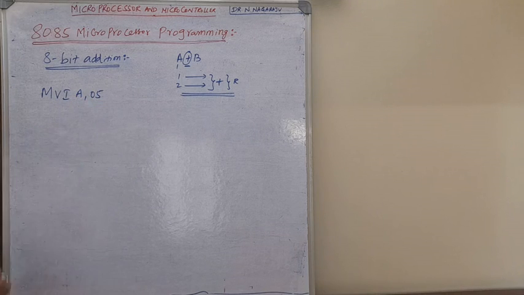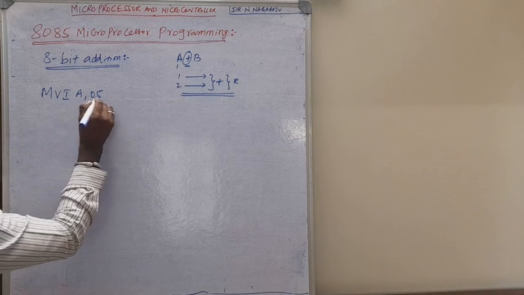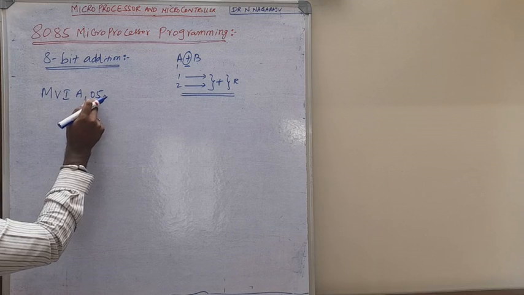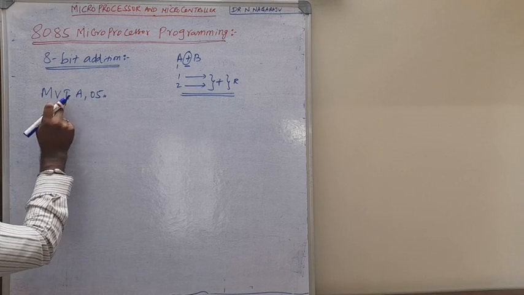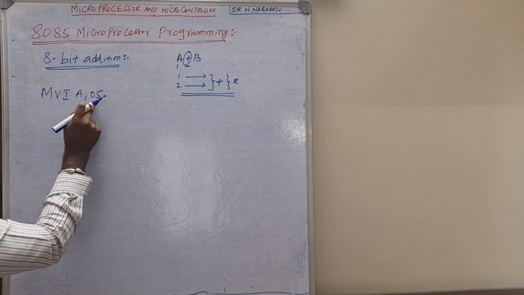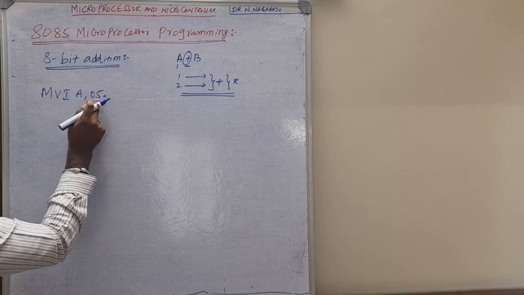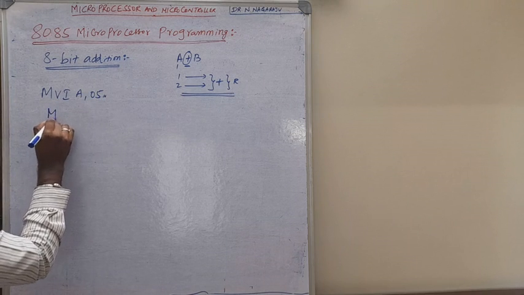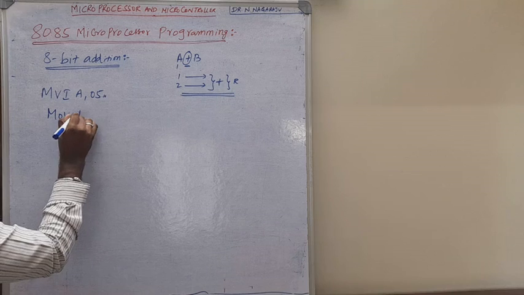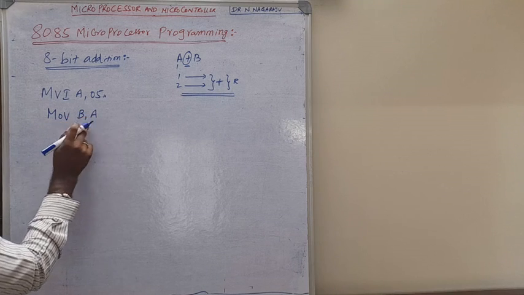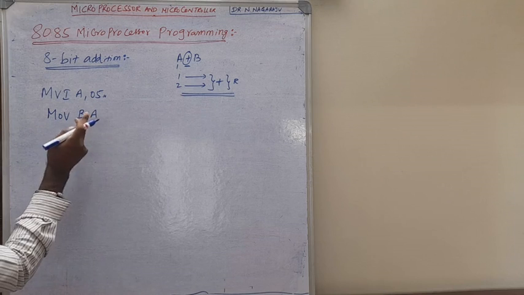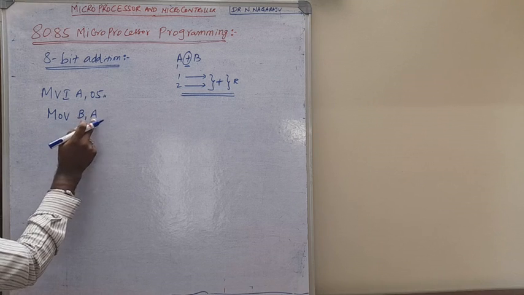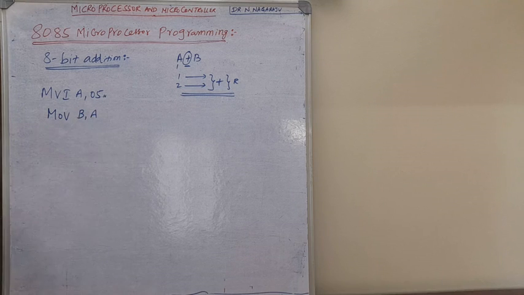MVI A, 05 indicates that the direct immediate data is given. Here 05 is already given. MVI indicates immediate data. MVI A, 05 means this 05 data is moved to the accumulator. Next I am going to move this data into some other register. MOV B, A means whatever data is present in the accumulator is copied into the B register.